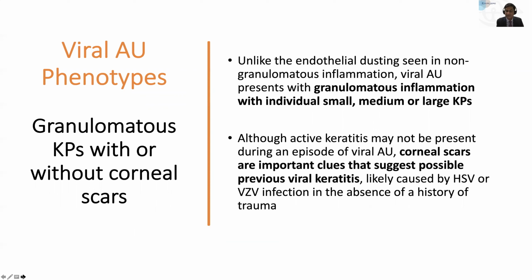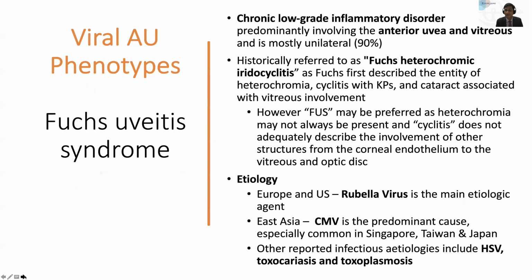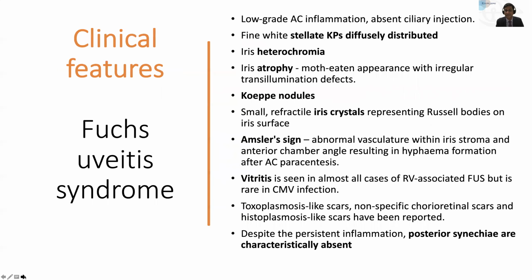Now, what are the different phenotypes, and how does viral anterior uveitis present? As I mentioned in my previous slide, it can present with granulomatous inflammation with medium to large or even smaller keratic precipitates. It can also present with corneal scars, and it can also present with corneal edema. Particularly in patients with Fuchs uveitis syndrome, it is a chronic low-grade inflammatory disorder, more restricted to the anterior part of the eye, but it can also present with vitritis, or vitreous inflammation.